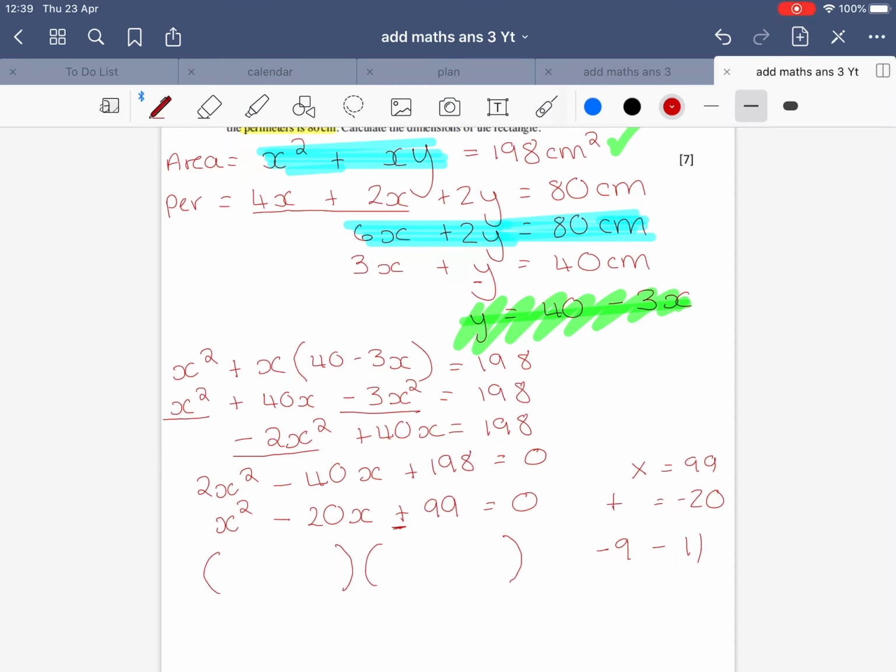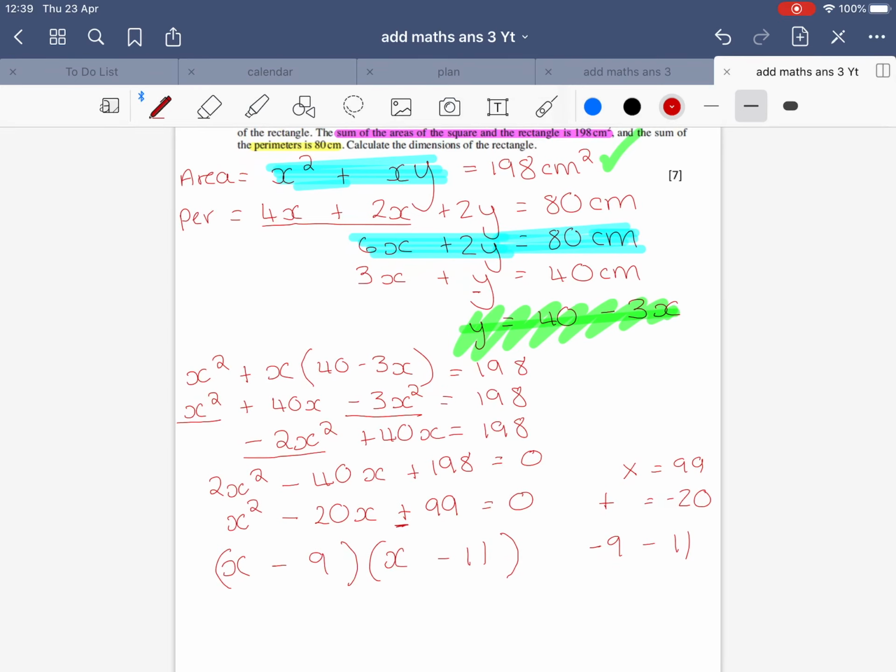See how we need positive 99? When you do minus 9 times minus 11, that makes positive 99. And if we add them both, it is minus 20. So my brackets are x minus 9, and x minus 11. Therefore, x equals 9 or x equals 11, because don't forget this equals 0. So what does x have to be to make 0? So we actually have two solutions.